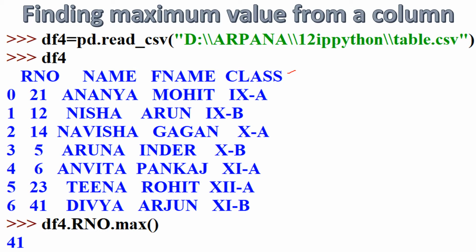And if you write df4.rno.max, so what it will do is it will find the maximum value in the RNO column. Maximum value in the RNO column, which is 41 here. So that is why 41 is displayed here. So max function is used to find the maximum value of the given column, which is the column name which you write before max. So the syntax is data frame name dot column name dot max.